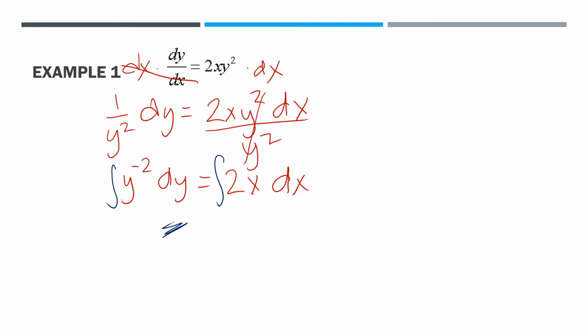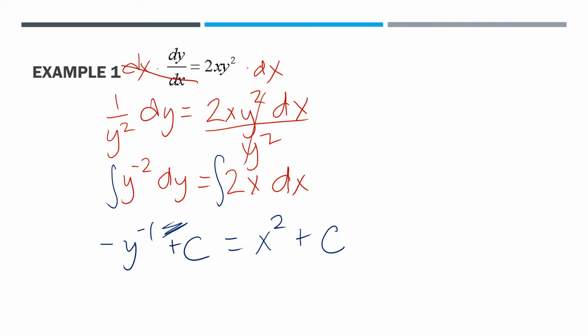This side over here gives me negative y to the negative 1 plus c equals x squared plus c.